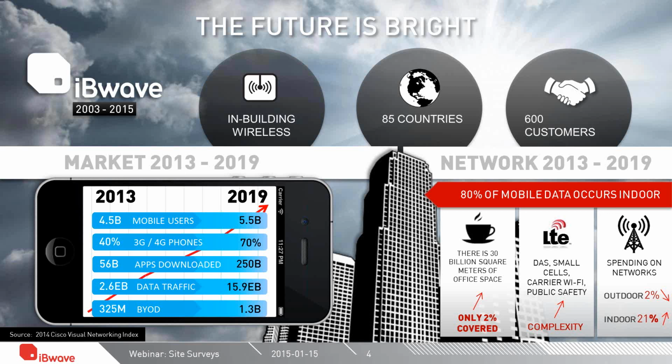Also, the network is becoming increasingly complex, and that's in order to maximize the end-user experience. So what we're seeing here more and more is a mix of different types of technologies that are all required to interact seamlessly. So that pretty much sets the stage for the in-building wireless market.